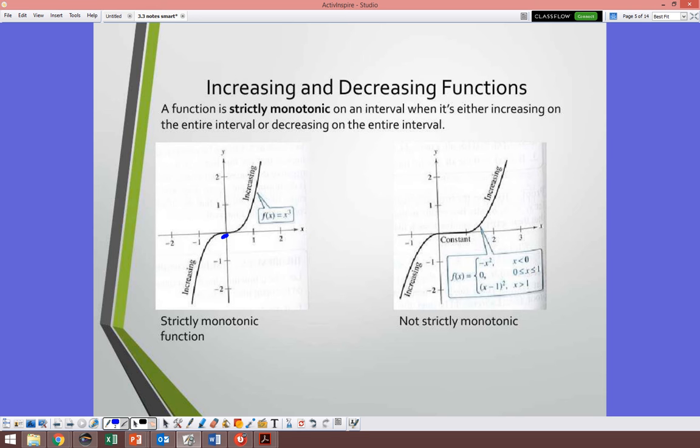Now, is 0 going to be a parenthesis or a bracket? That would be a parenthesis, because when it gets to 0, it's going to be a constant. So I'm not including 0, I'm going up to 0. And then on the other side of 0, I would have a parenthesis. Okay, it's increasing, so parenthesis 0 over to positive infinity.